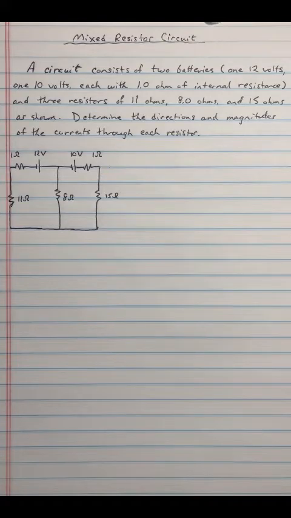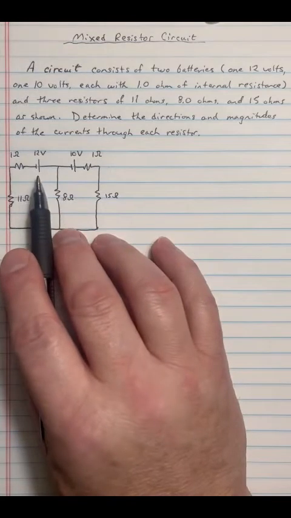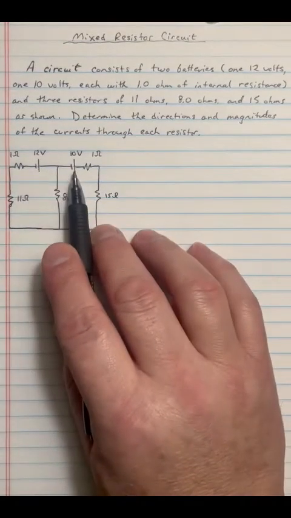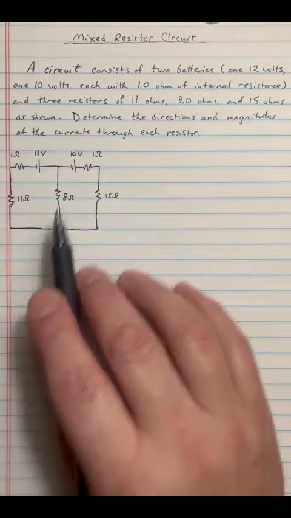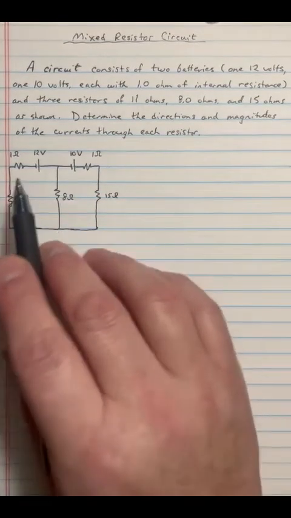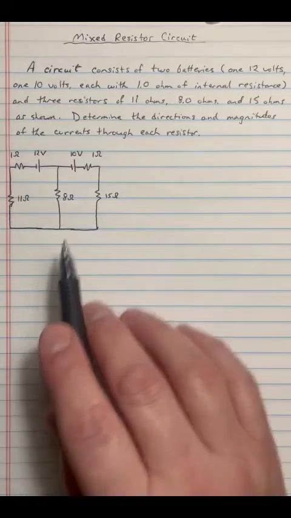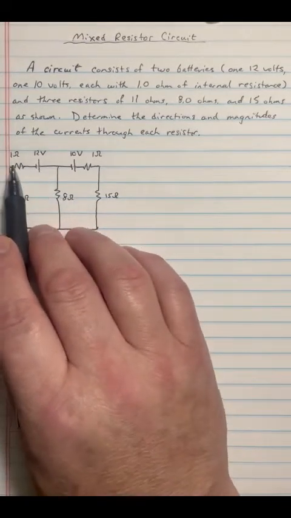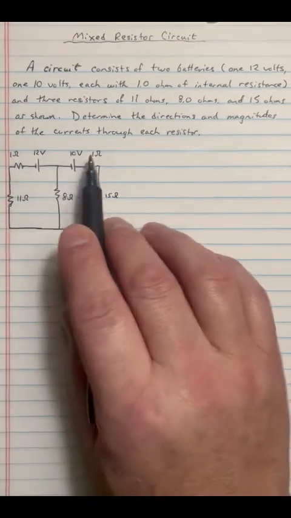So let's get started. Let's imagine we have a circuit that looks something like the following. There's a 12-volt battery here and a 10-volt battery here. In between, we have a junction here, and there's also a junction over here, and we have a variety of resistors. Now, each battery, by the way, also has internal resistance of 1 ohm, so I've labeled those here and here.